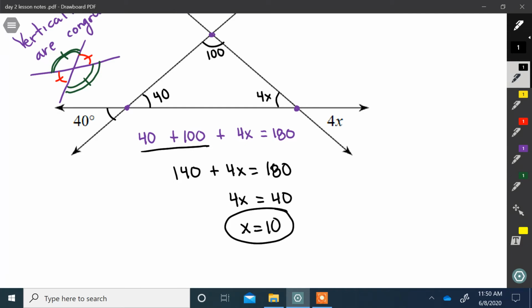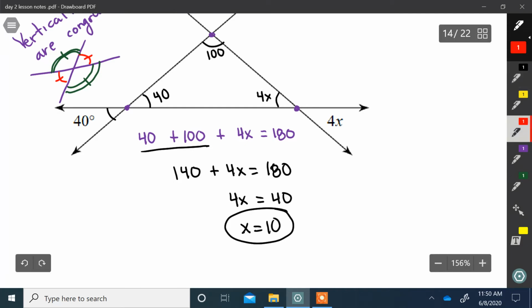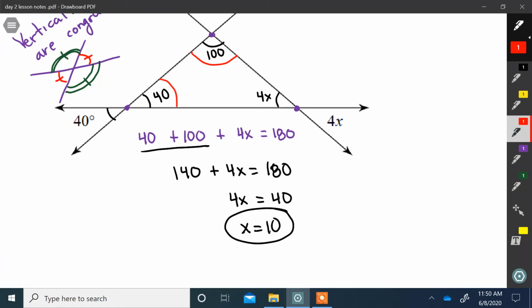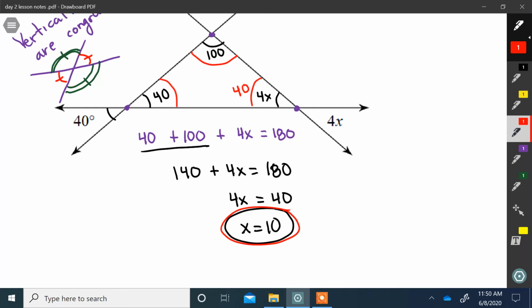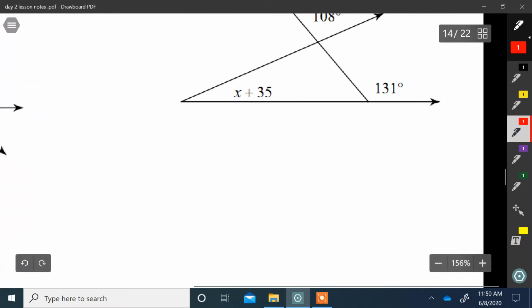Something else that you could have done as well is think about this. If this is 40 and this is 100, well, 100 plus 40 is 140. To get to 180, you need 40 more. So this better be 40. 4 times what is going to give you 40? It's going to be 10. So now that's another way you can think about this problem as well. Let's do another one.